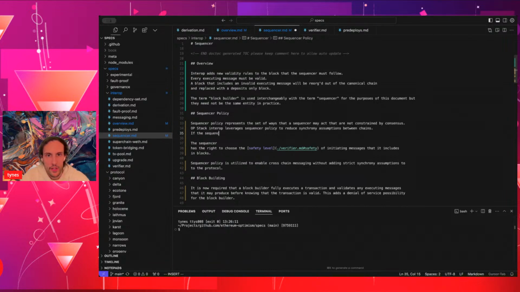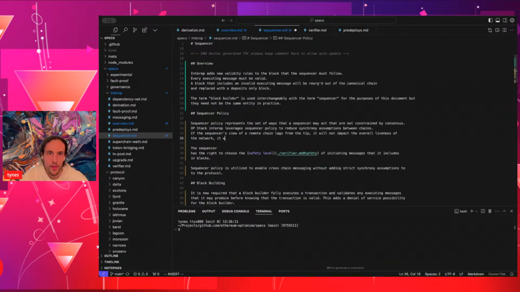If the sequencer's view of a remote chain lags from the tip, it will not impact the overall liveness of the network. It will only impact the liveness of inbound cross-chain messages from that remote chain. I think that's a good way to put it.